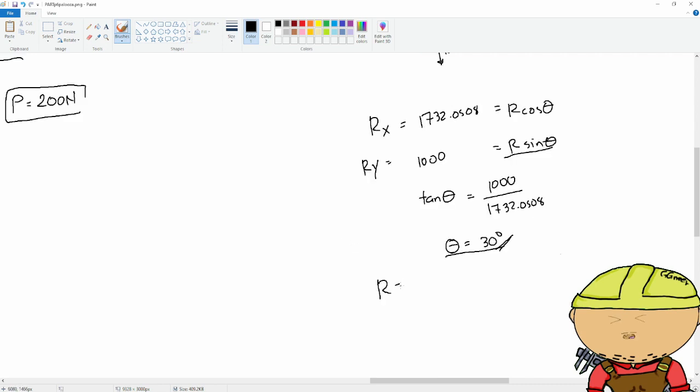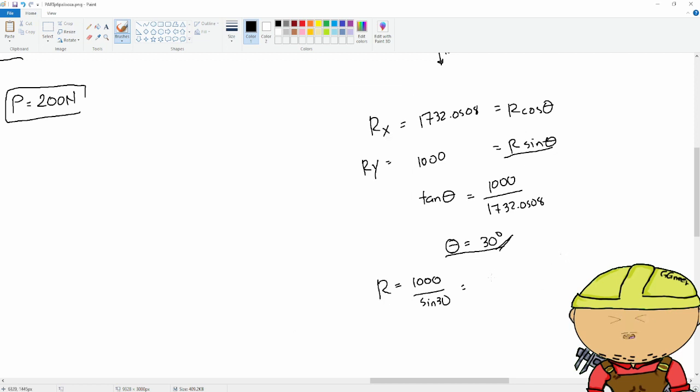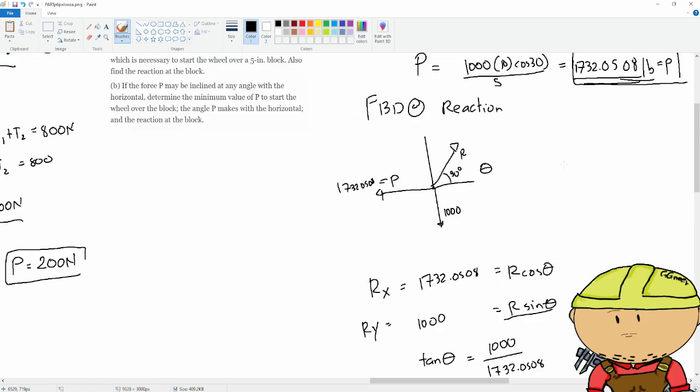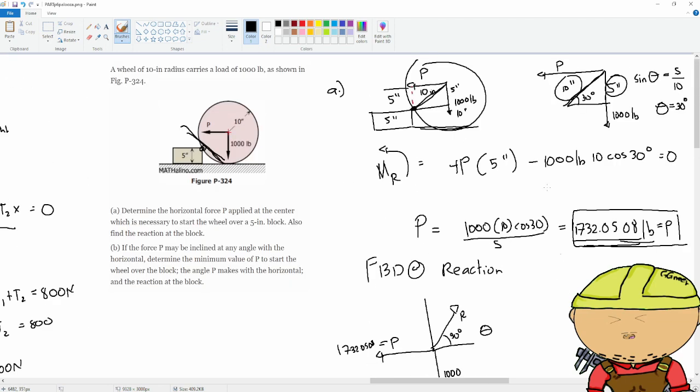So R is equal to 1000 divided by sine 30. What is R? 2,000 pounds. R is 2,000 pounds, and that will be the answer to A. 2,000 pounds for R, and 1,732.0508 pounds for P.